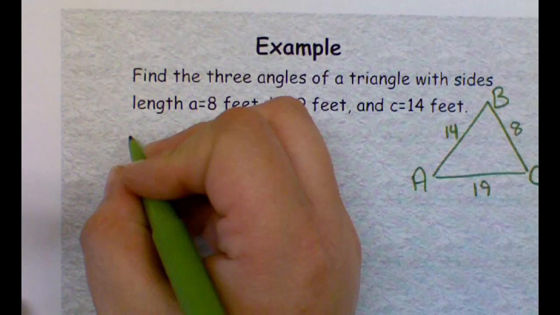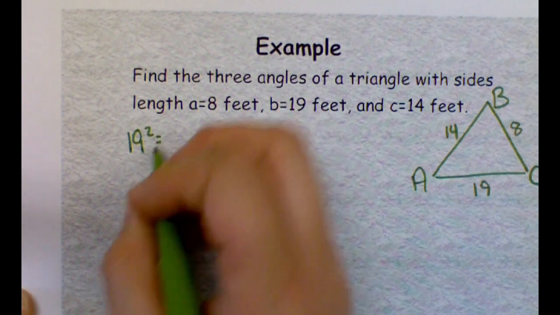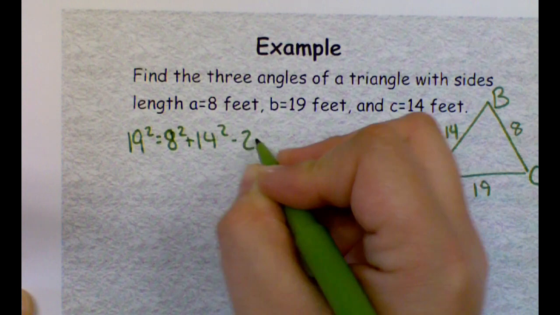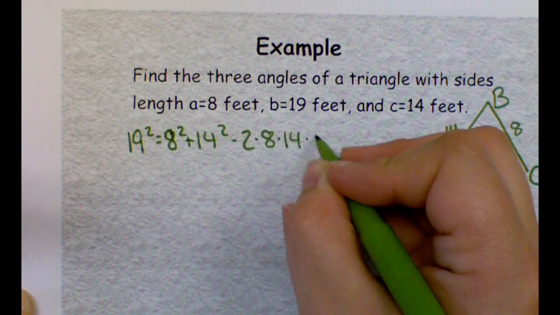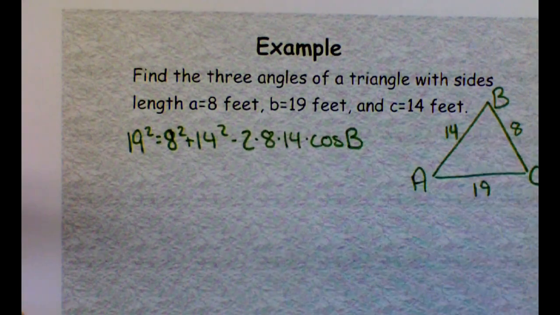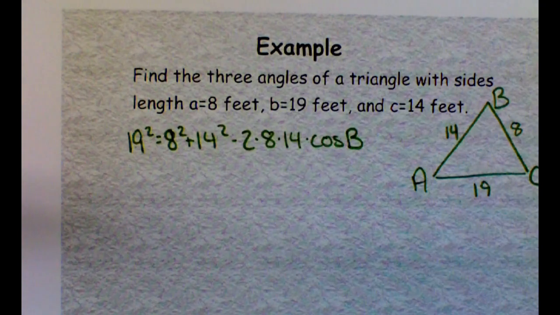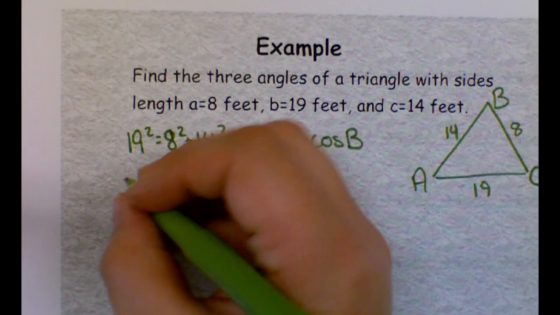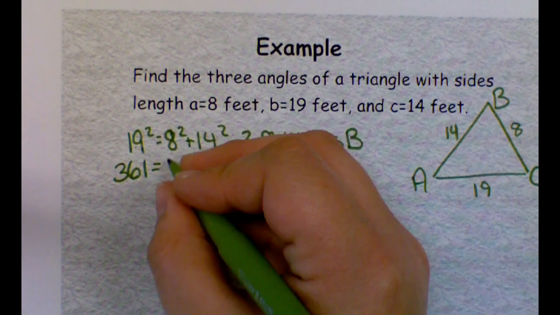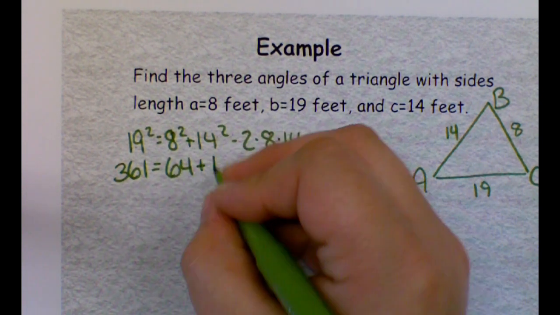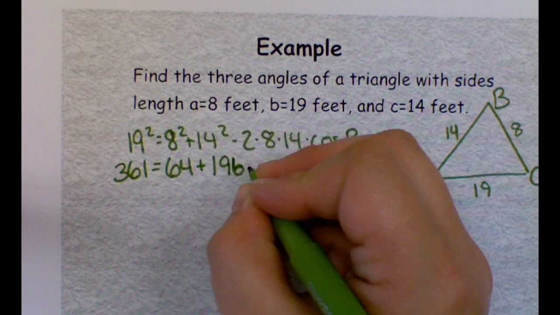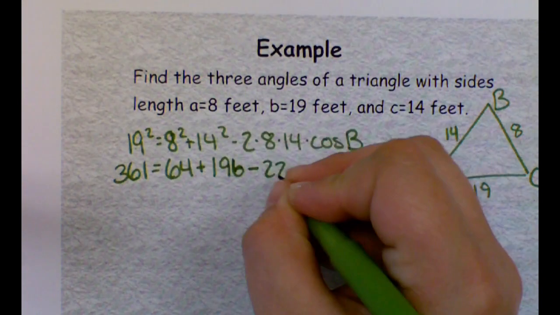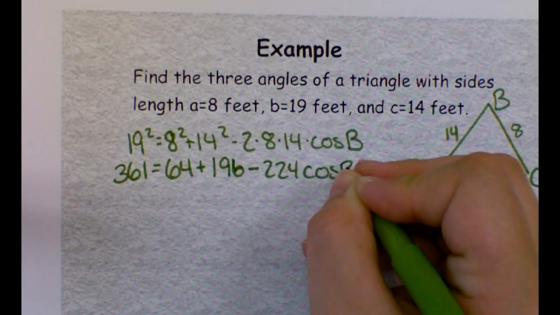So that means B squared, so 19 squared, equals A squared plus C squared minus 2 times A times C times the cosine of angle B. Remember side B, cosine B, like a sandwich. Let's multiply some stuff out. 19 squared is 361. 8 squared is 64. 14 squared is 196. And 2 times 8 times 14 is 224 times the cosine of B.